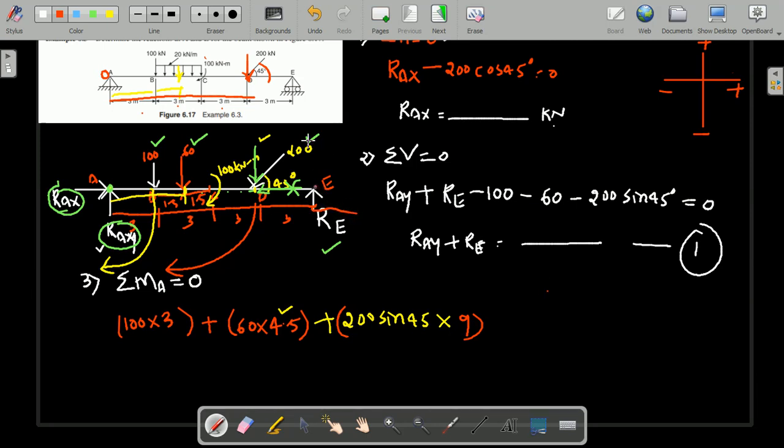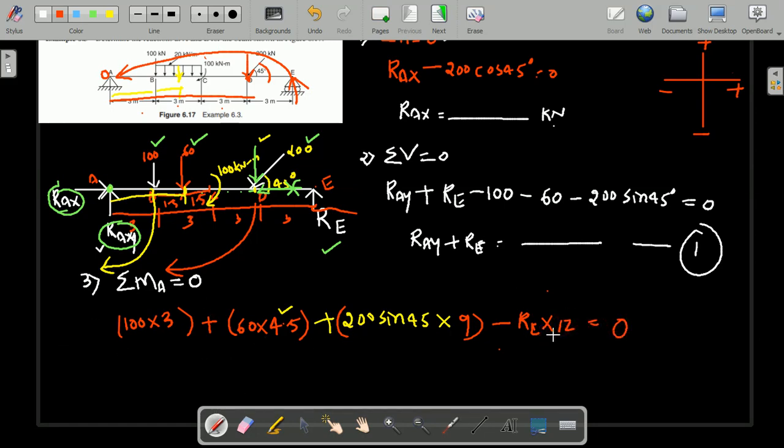The last remaining force is RE, which is acting here. In order to reach the point A, it should come in this direction, that is anti-clockwise, therefore it is negative: minus RE into the perpendicular distance. How much is that? From E point to A point, 3 plus 3 plus 3 plus 3, that is 12, and the sum is equal to 0.